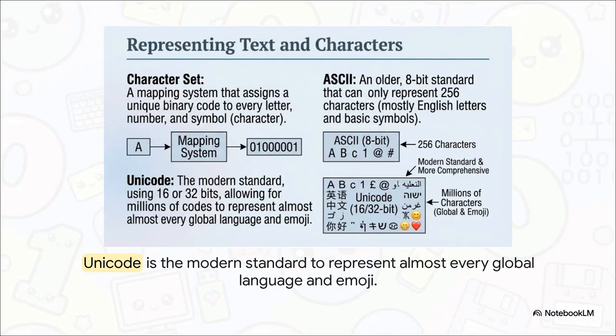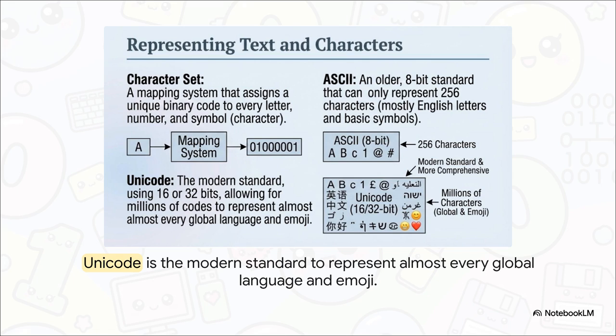And that digital dictionary is called a character set. It's basically a big rulebook that assigns a unique binary code to every letter, number, and symbol. An early standard, ASCII, was a huge step forward, but its main weakness was that it was pretty limited. It could only handle about 256 characters, mostly for English.